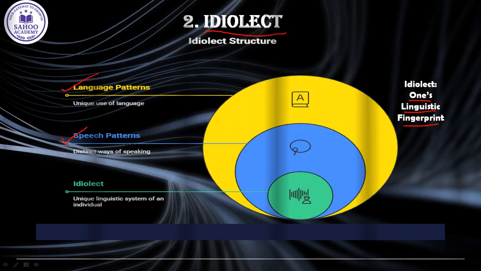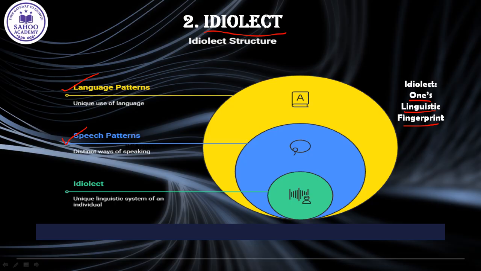Your idiolect is your personal dialect. It is the unique linguistic system of an individual. There is a very important definition. These unique characteristics of a speaker are referred to as the speaker's idiolect. In fact, we are often able to recognize different individuals by their distinct speech and language patterns. Just think about it for a while. Your idiolect is the collection of everything that makes your speech unmistakably you.